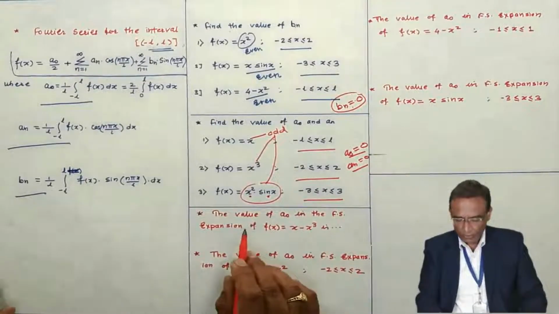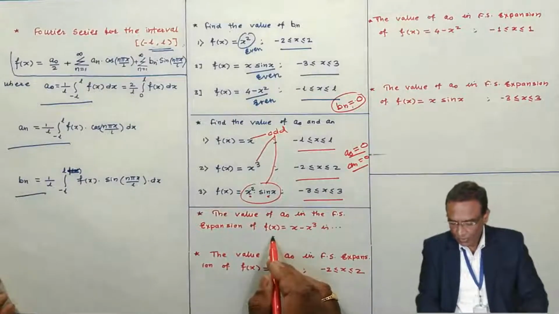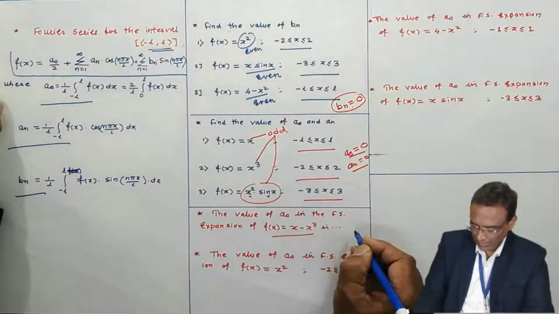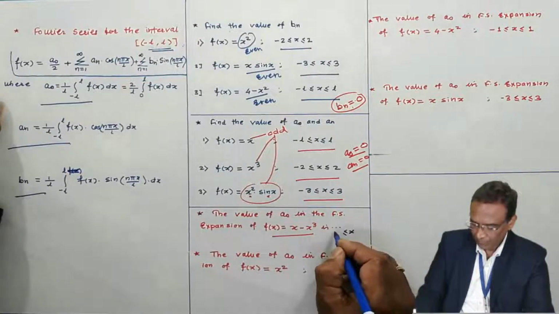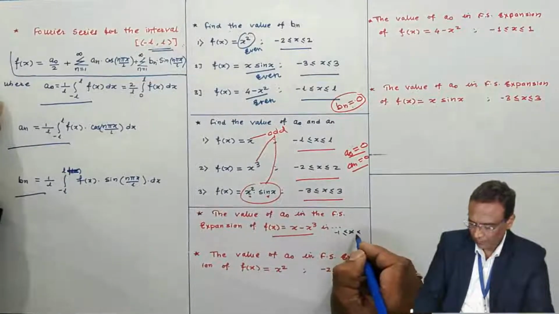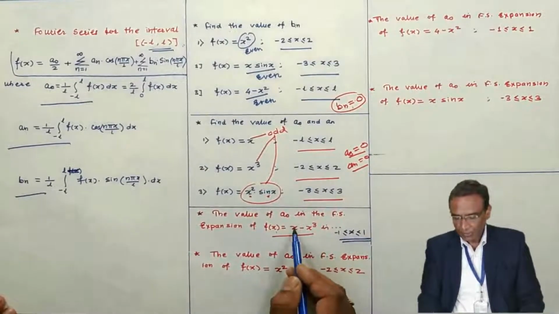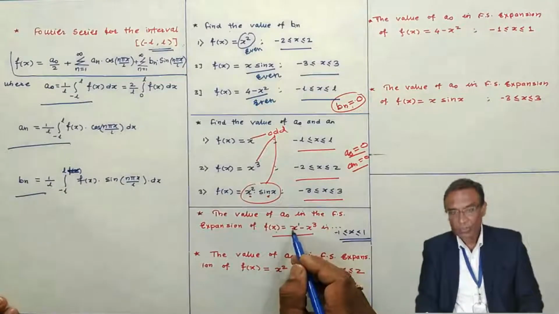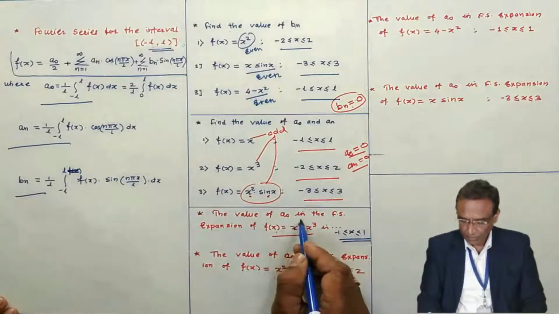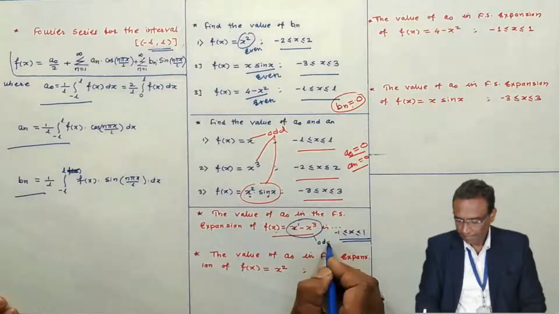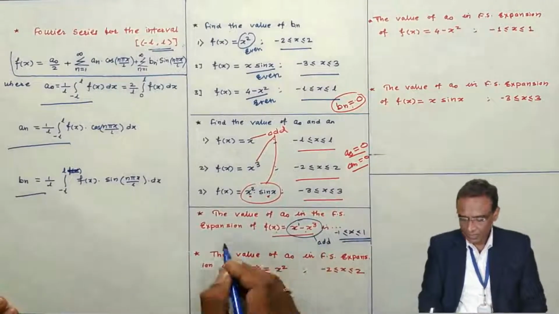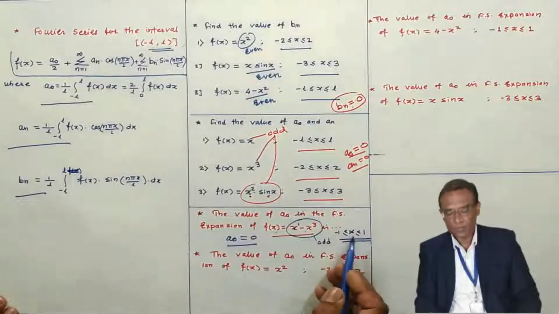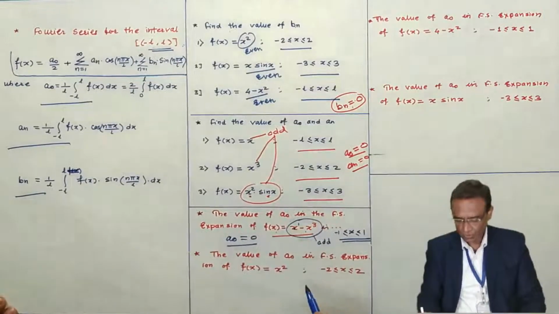Now, the value of a0 in the Fourier series expansion of this. What is the value of a0? The function is defined and x lies between minus 1 to 1, and the a0 value we have to find. This function is what? Odd function. This function is what? Odd function. Odd function minus odd function is an odd function. And when an odd function is defined on this, a0 is 0. Odd function is defined on a symmetric-to-0 interval, a0 is 0. Even an is also 0.